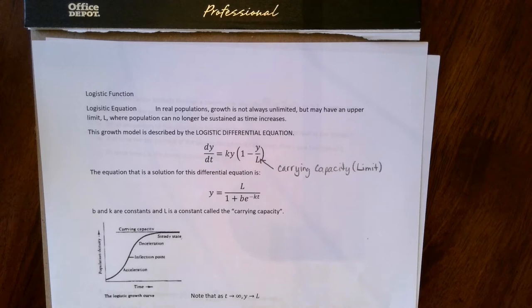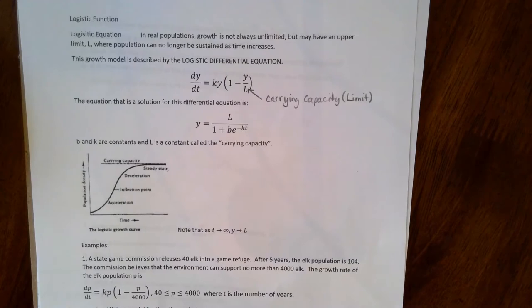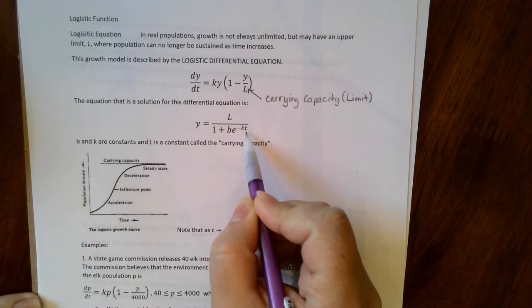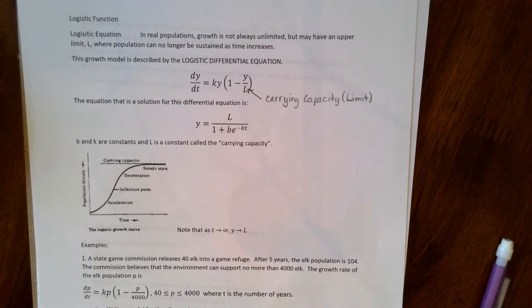Now, k is just going to be a constant, just a number. Y is part of your function, so the y is going to be in there, and that's just a variable. Now, the equation that is a solution for this differential equation, meaning if you were to integrate it, which we will not have to prove or do, we just need to know the equation, is y equals L, L being your carrying capacity, over 1 plus b, where b is just a constant, times e to the negative kt. Again, k is just a constant, some number, and t stands for time.